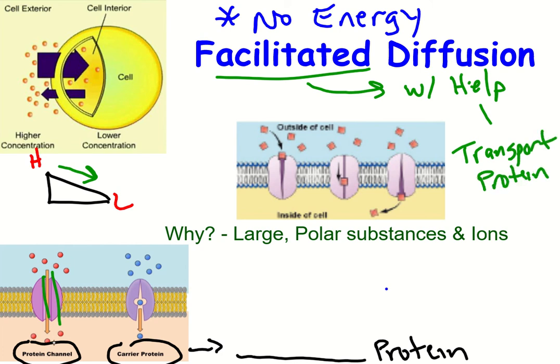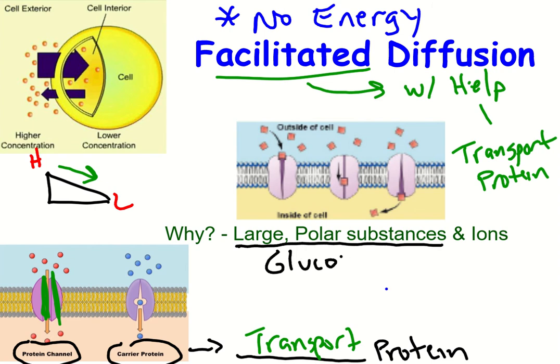We have two types. We have channels, which are always open, and we have carrier proteins, which do close and open as needed, and both of these, once again, make up a transport protein. So you may ask yourself, well, why is this necessary? Well, we need to transport large polar molecules like glucose, an essential molecule to keep the cell alive, process that down into energy, as well as ions like sodium ion and chloride, which is a chlorine ion.